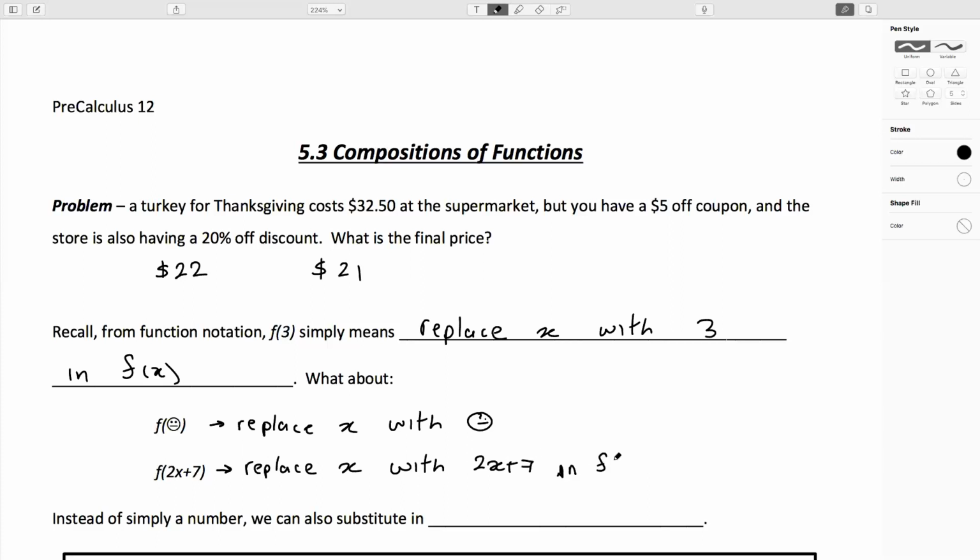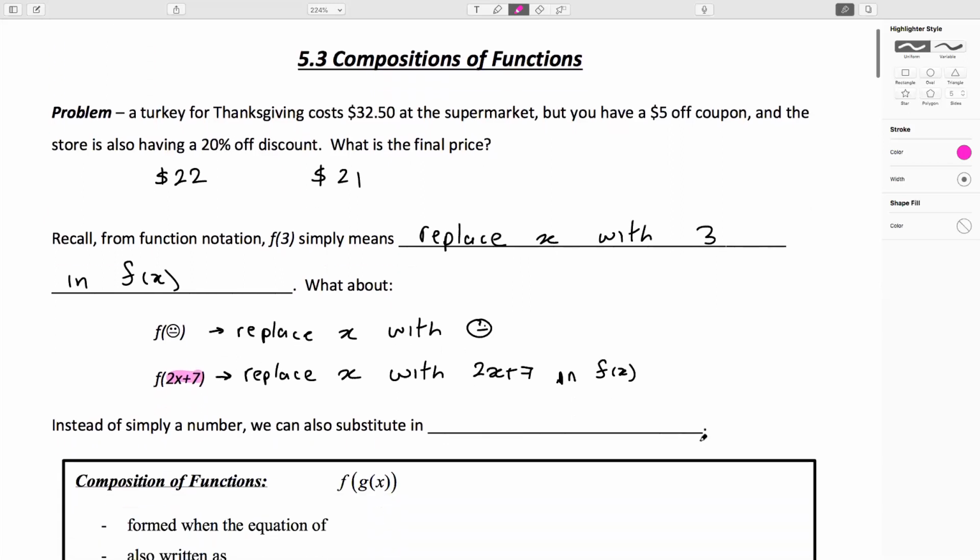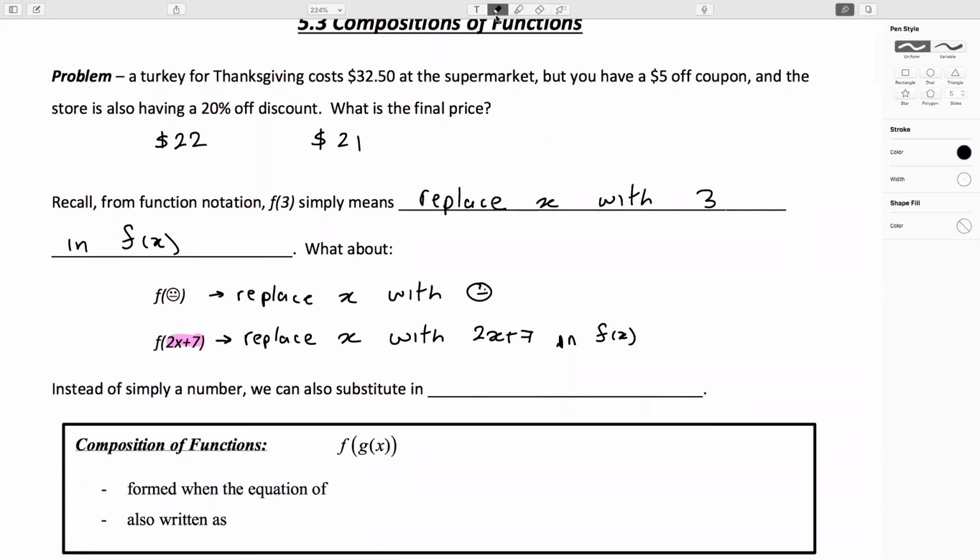In f of x. So really, it doesn't matter what we're inputting for x. We can replace it with a number, like 3. We can replace it with a letter, like A or B. We can replace it with a symbol, or we can replace it with an entire equation, like 2x plus 7. So instead of simply a number, we can substitute in another function.